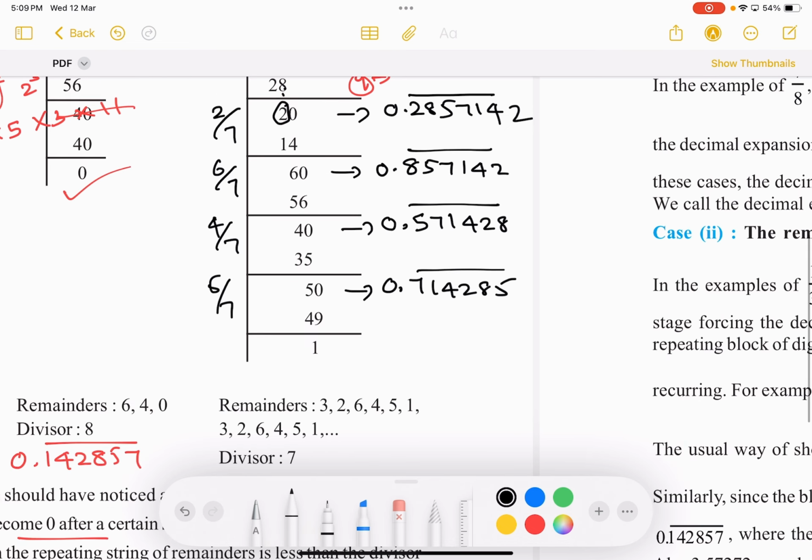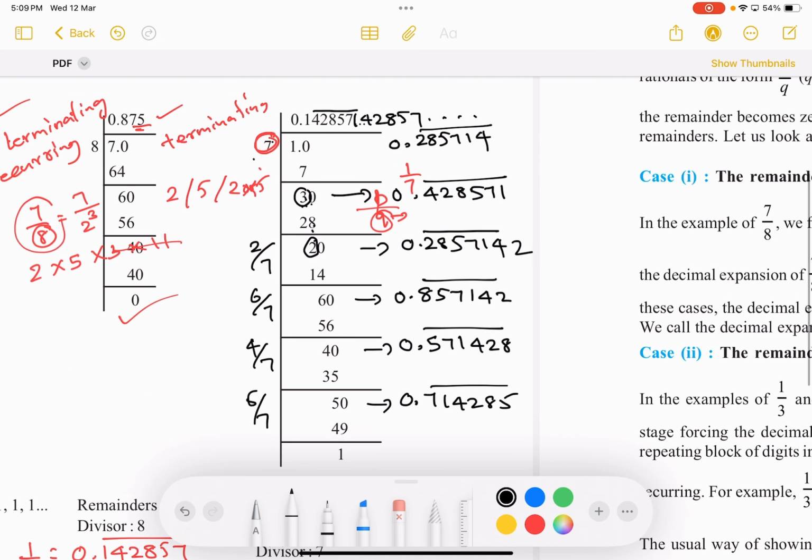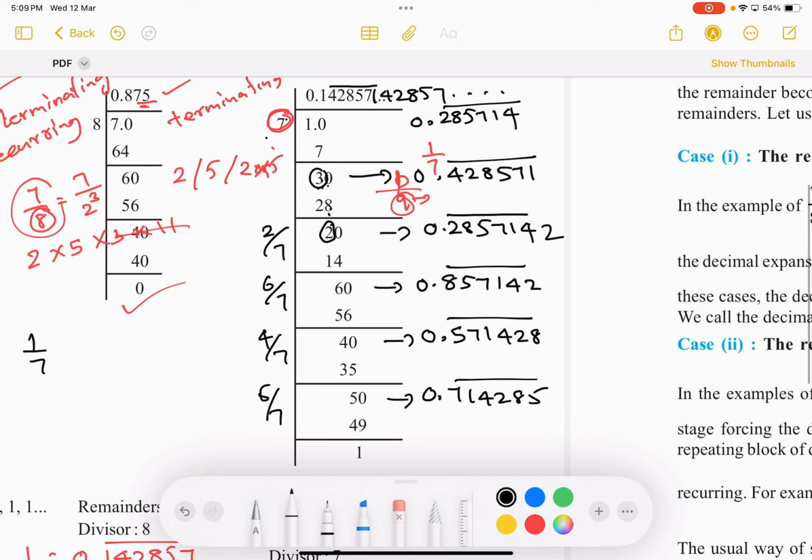This is one answer. You can check by multiplying also. Check whether you are getting the same answer by multiplying. You got 1 by 7 as 0.142857 bar, right? So what is 2 by 7? Multiply by 2. You are not getting it. Don't do that.